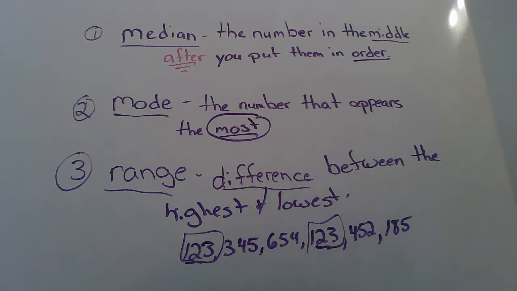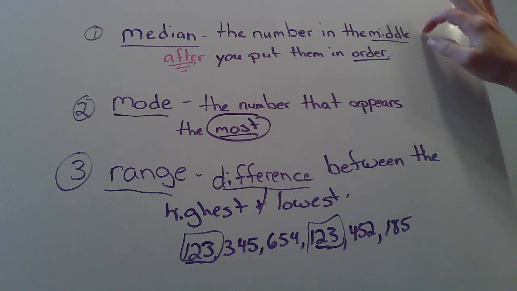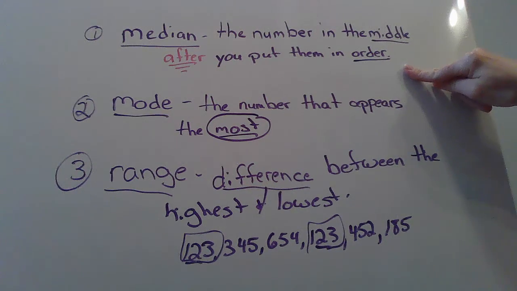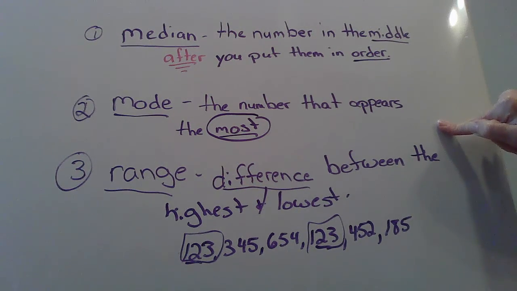Okay. Hopefully this helps. This is your video for reteaching 19-4 and practice 19-4. Just pay attention to those key words. The middle, after you put them in order, is for median. Mode is the most. Range is the difference of the highest and lowest, so you're subtracting those two.